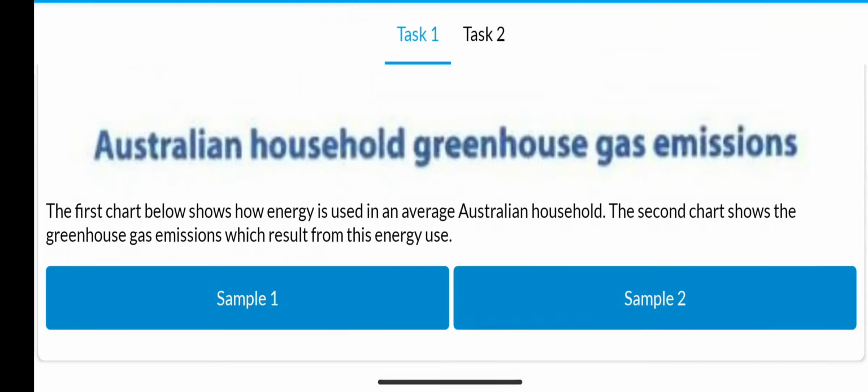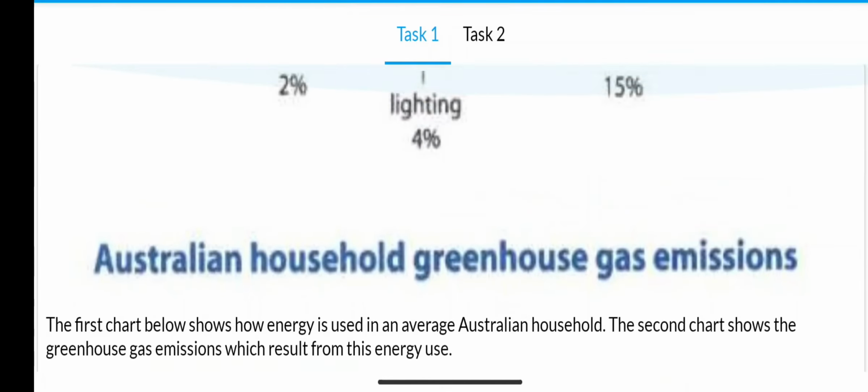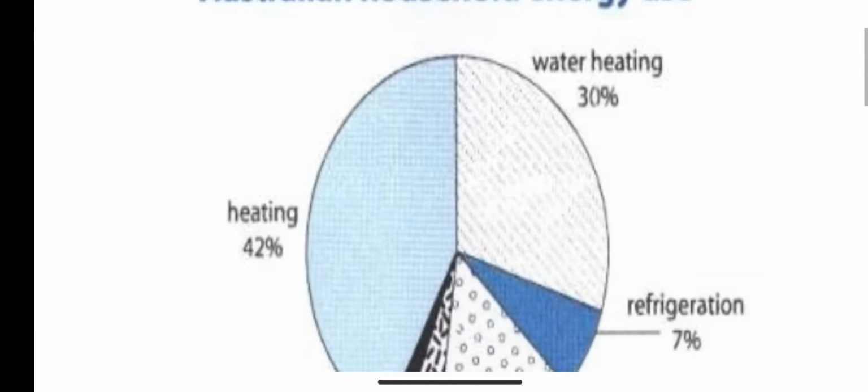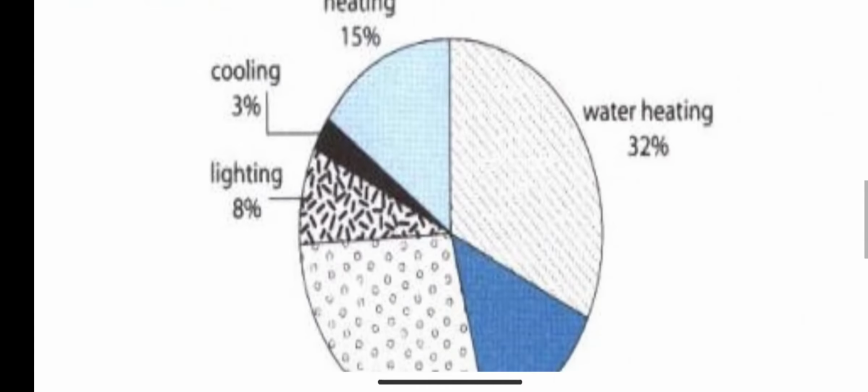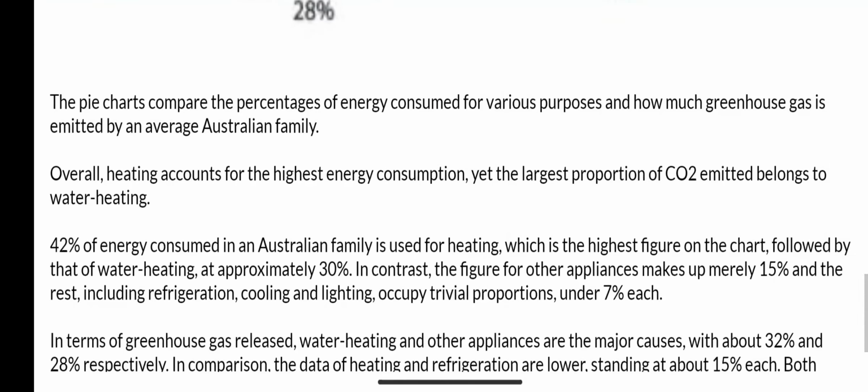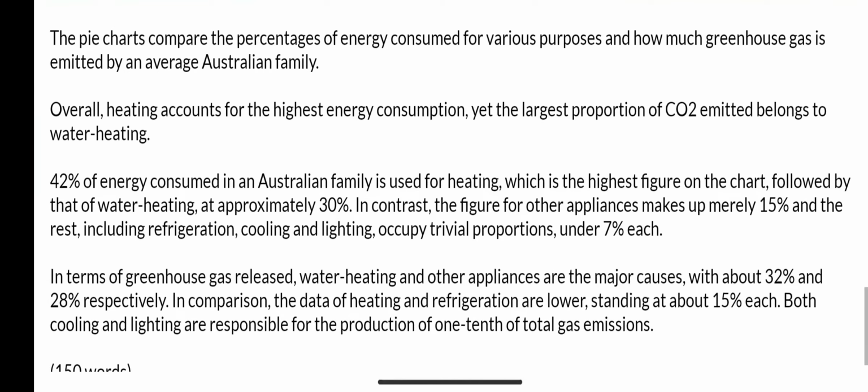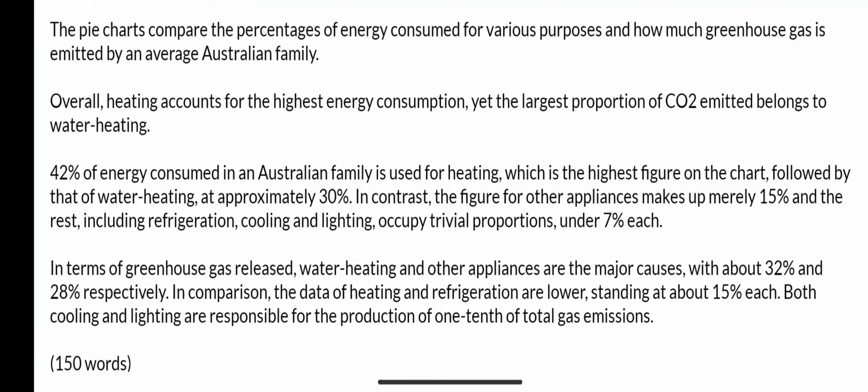Let's move to our sample answer number 2. The pie charts compare the percentages of energy consumed for various purposes and how much greenhouse gas is emitted by an average Australian family. Overall, heating accounts for the highest energy consumption, yet the largest proportion of carbon dioxide emitted belongs to water heating.